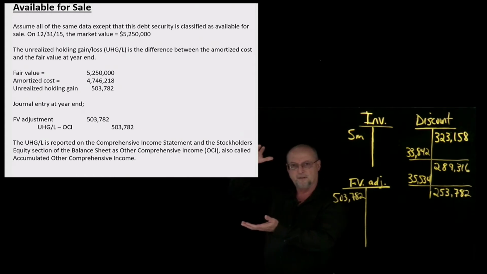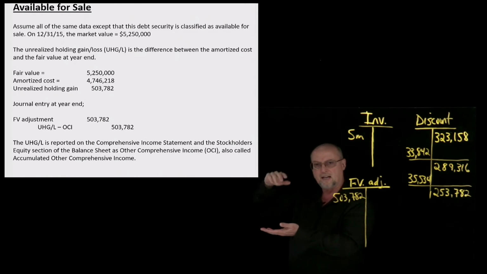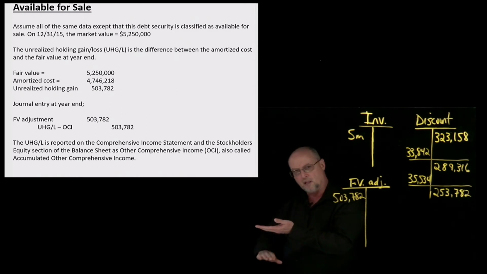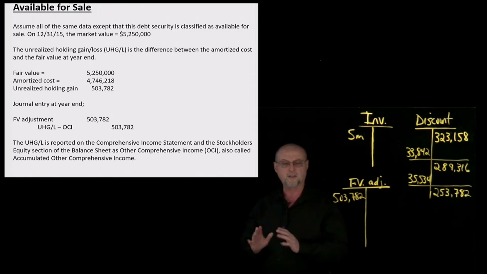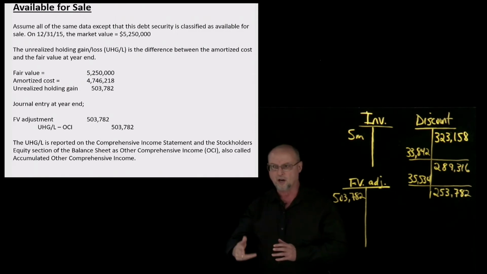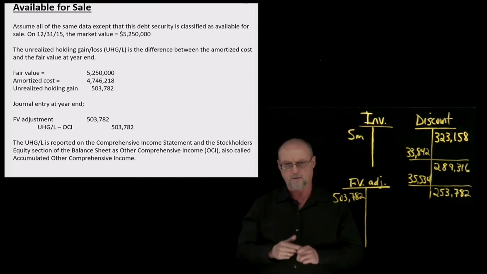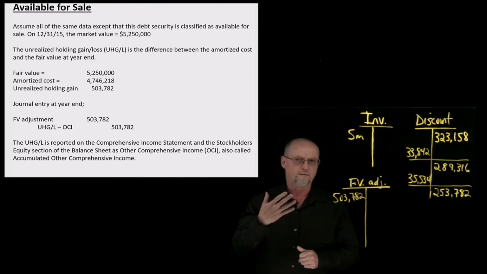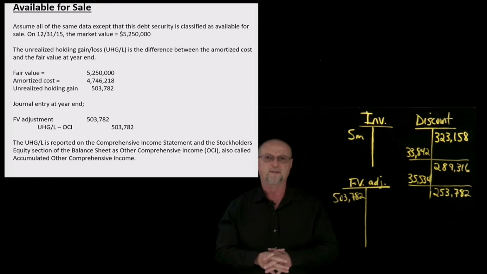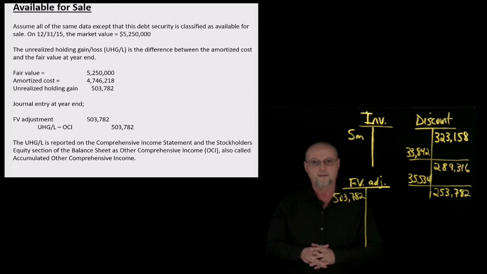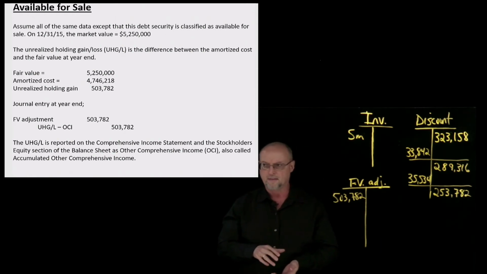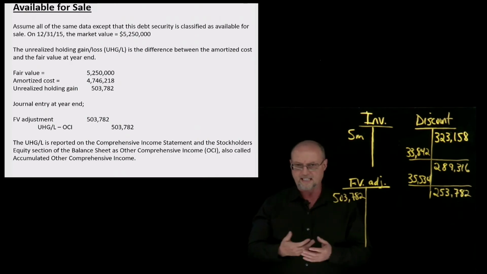Here's the income statement, sales down to net income. Comprehensive income is below net income. It's not part of the income statement. And these unrealized holding gains and losses for available for sale securities are one of 4 primary comprehensive income adjustments. So we have the comprehensive income statement, and that's where this gain or loss will go. It's a gain in this case.